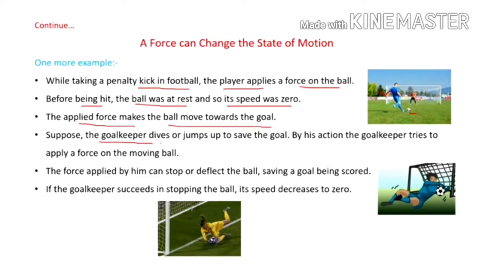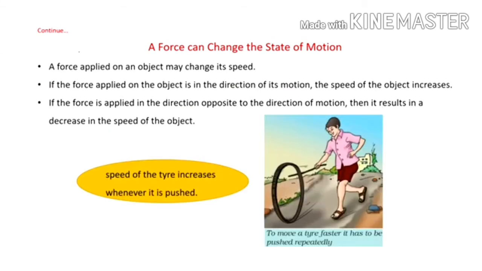Suppose the goalkeeper dives or jumps up to save the goal. By his action, the goalkeeper tries to apply a force on the moving ball. The force applied by him can stop or deflect the ball, saving a goal from being scored. So here the trick is to change the direction of the moving ball or to stop it. If the goalkeeper succeeds in stopping the ball, its speed decreases to 0.